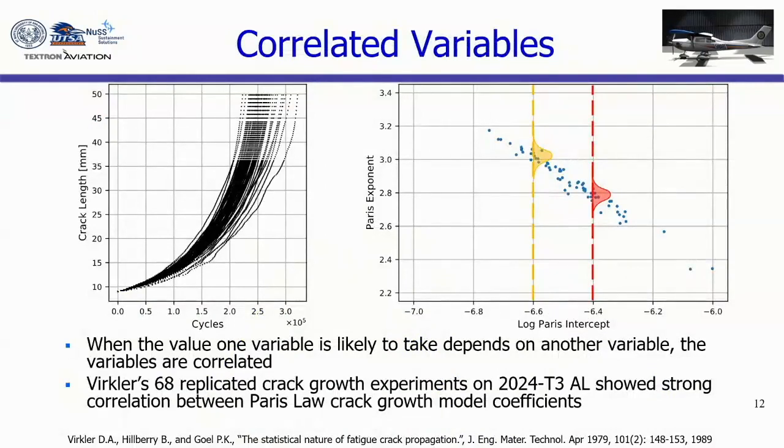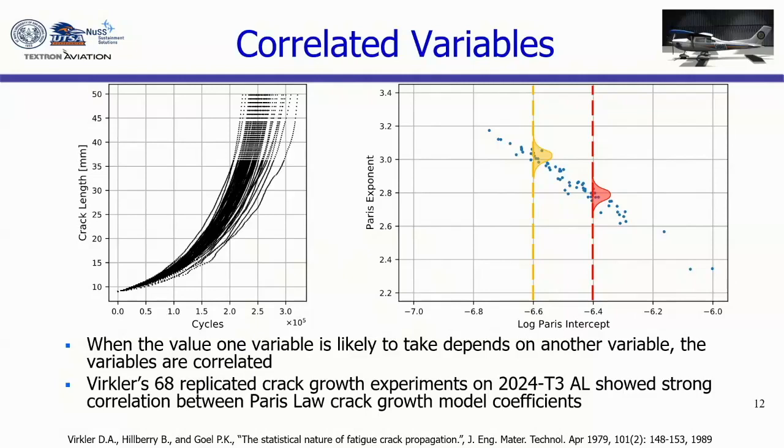But sometimes you do have data that are strongly correlated. One of the most famous examples of that was a set of data taken by Virkler back in 1979. What he did was he started crack growths, gave them a starting size of 9 millimeters, and he applied the same constant amplitude load to all of the samples of 2024 aluminum, and got all of these different crack growth curves.